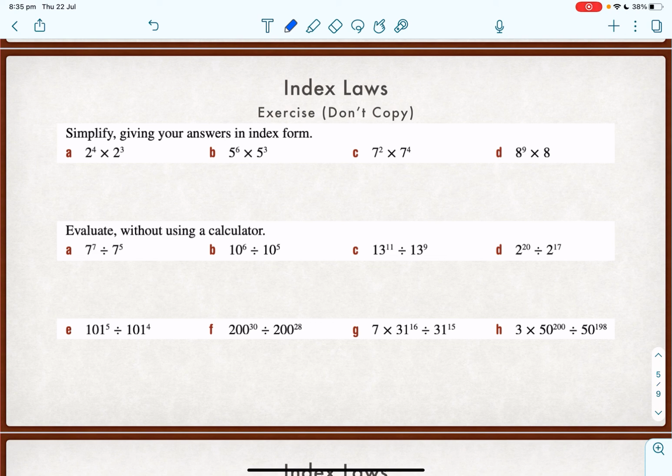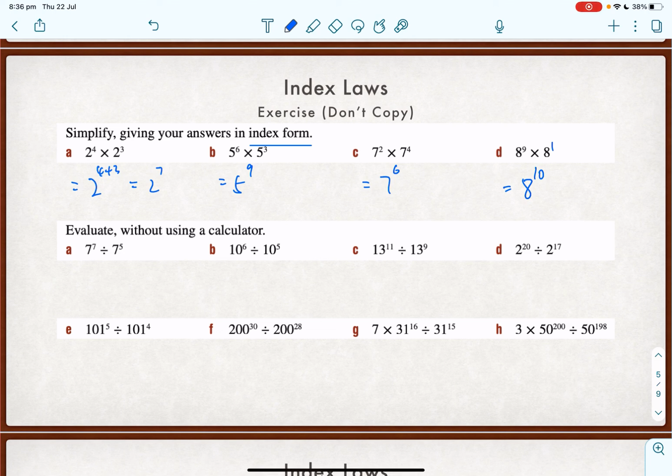Okay, cool, done. Yeah. That will be 2 to the power of 4 plus 3 because it's timed, so 2 to the power of 7. 5 to the power of 6 plus 3, so it's 9. 7 to the power of 2 plus 4 is 6. I'll be leaving it in index form, so you don't need to calculate it. Okay, so this one here, 8 to the power of nothing. Well, if you think that is a 0, you're quite wrong, because 8 to the power of 1 is 8, 8 multiplied by itself 1 time is 8. Okay, so basically it's 8 to the power of 9 plus 1, which is 10.